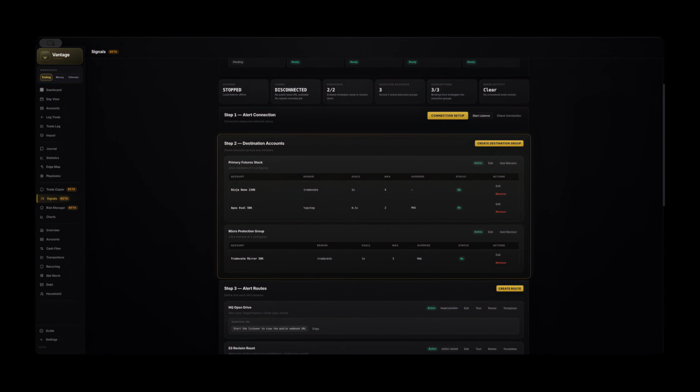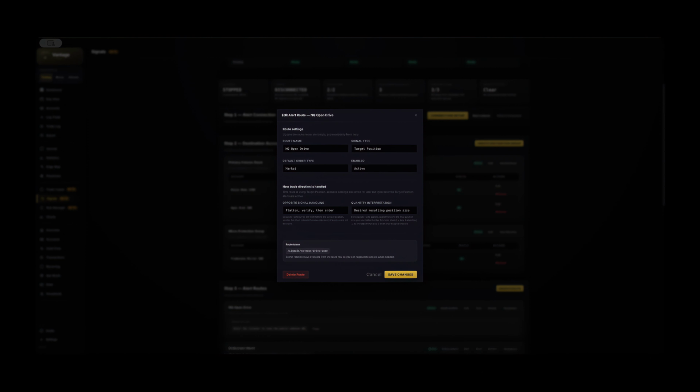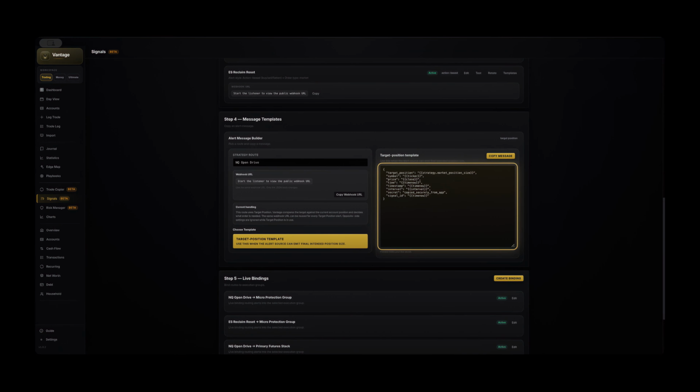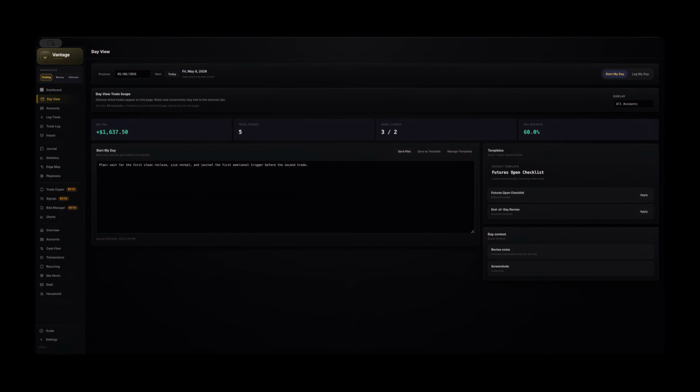Then I want a destination. One strategy route, one controlled account group, not every account I've connected. Then I check the route. Target position is not the same thing as delta order behavior, and that matters when a strategy flips, reduces, or exits. Finally, I check the message template. The payload needs to name the route, the symbol, the side, the quantity, and the signal ID. Clean data in is what makes useful review possible later.